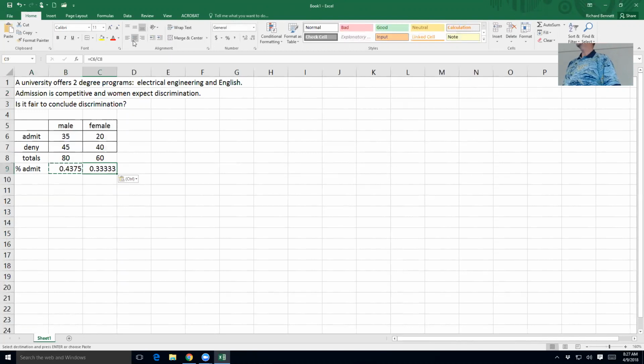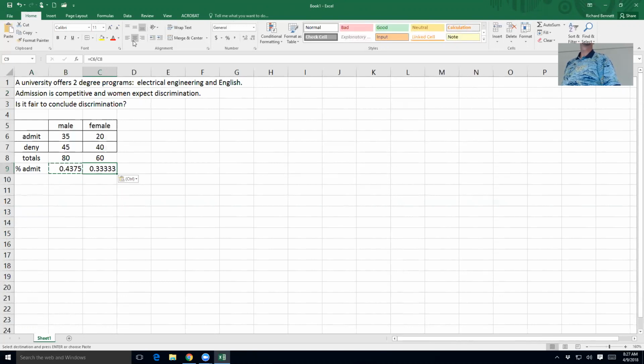So what do you think? Does it look like discrimination is going on? Jenna, do you think it is? You don't know? Look at the numbers. 43 versus 33, doesn't that seem like men are being admitted at a higher rate? Doesn't it seem like you should throw a lawsuit? No? Because you're a man, that's why. Doesn't that look like it?